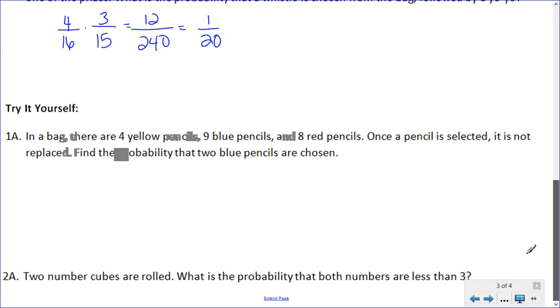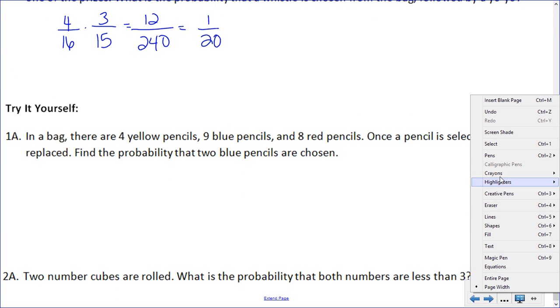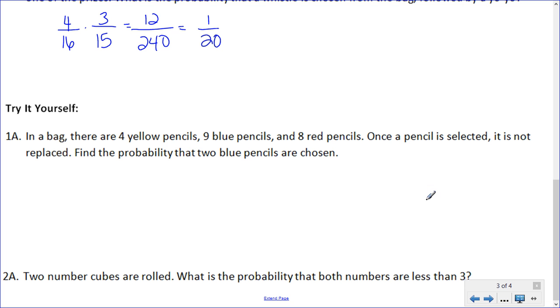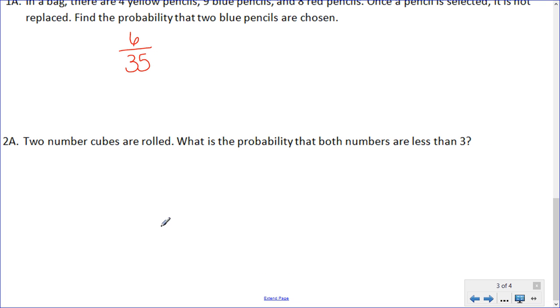Okay, there are 2 try-it-yourself problems at the bottom of the page, so go ahead and pause the video, work through those 2 problems, and when you're ready to check your answer, press play. Okay, the first one, you should have gotten 6 over 35. And for the last one, 1/9.